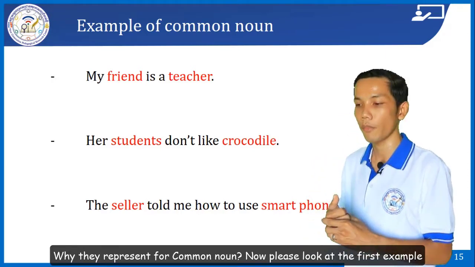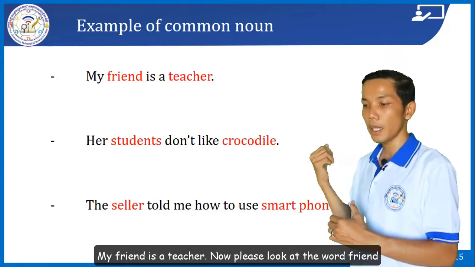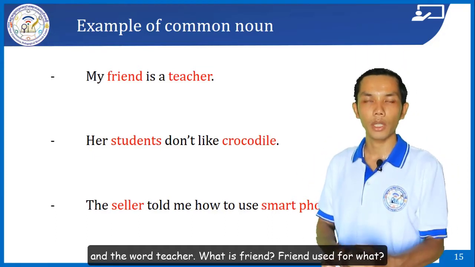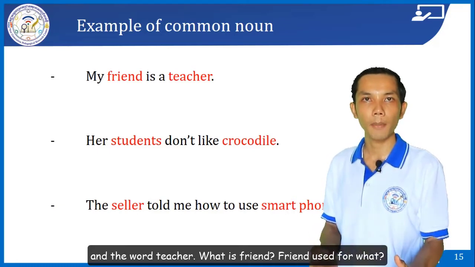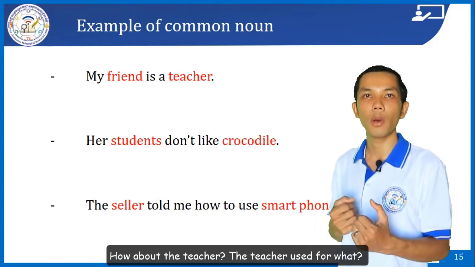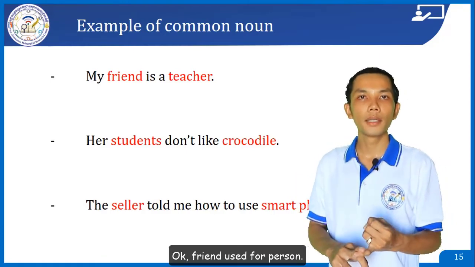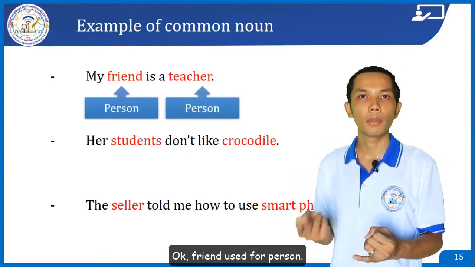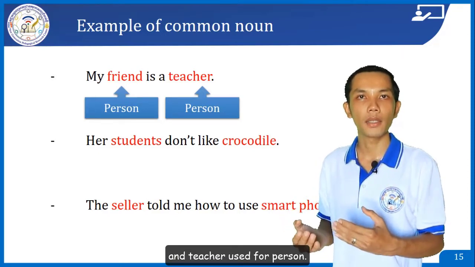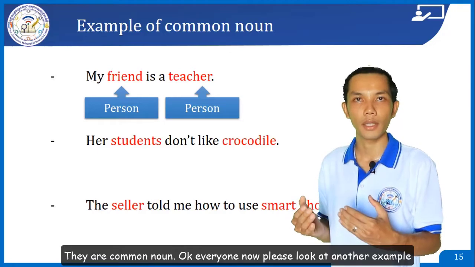Now please look at the first example. My friend is a teacher. Now please look at the word friend and the word teacher. What is friend used for? How about the teacher? What is the teacher used for? Okay, friend is used for persons and teacher is used for persons. So they are common nouns.